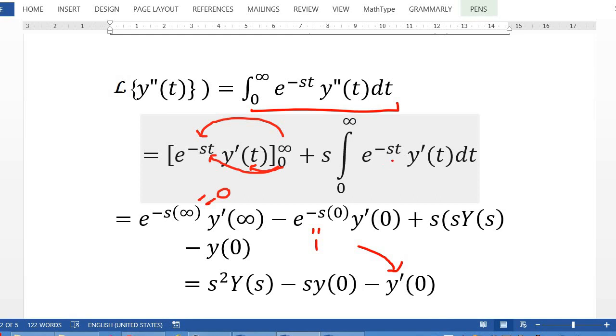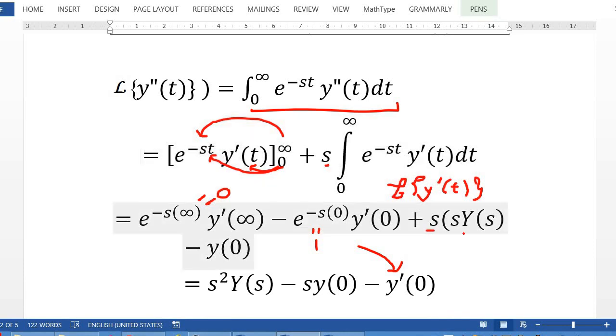So the integral of exponent negative st y prime t dt is actually the Laplace transform, right? This is the Laplace transform for y prime t. What you obtained just now, the Laplace transform for the first derivative of y prime t, is s Y(s) minus y0. Hence the s, when you expand the bracket, becomes s squared Y(s). So s multiplied by negative y0, you have negative s y0 minus y prime 0.